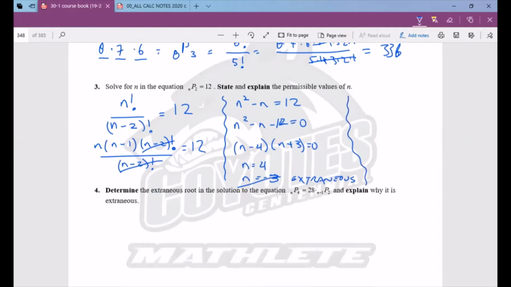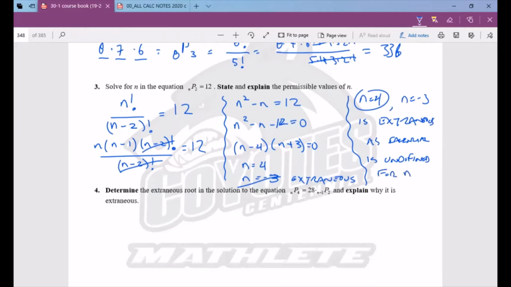So n is equal to 4. N equals negative 3 is extraneous, as factorial is undefined for n less than 0.